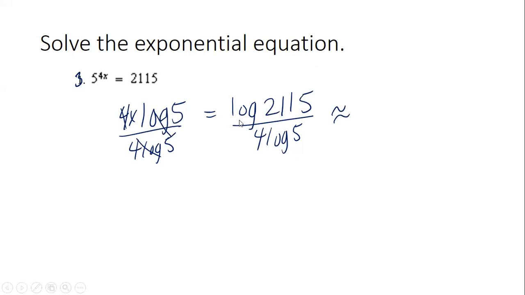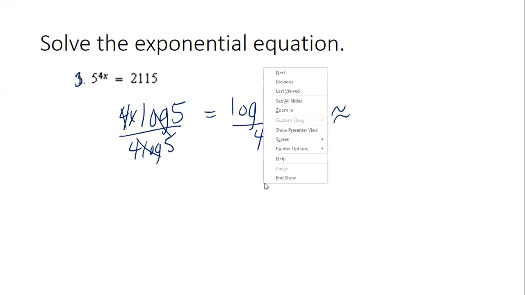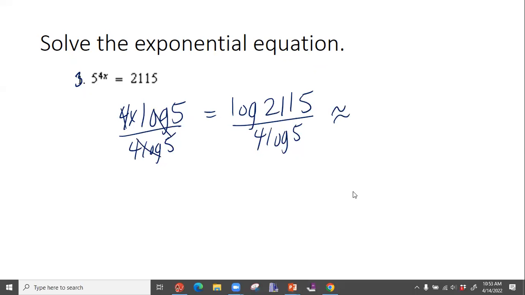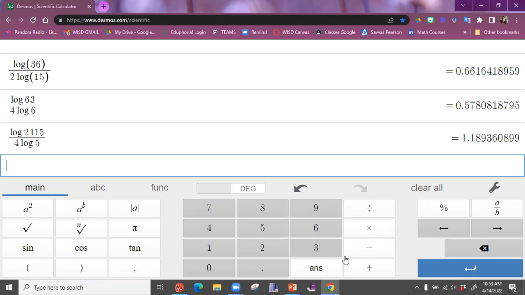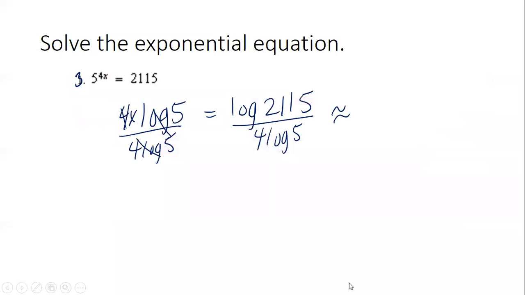So what do we get when we do log 2015 divided by 4 log 5? So log 2015, perfect, divided by 4 log 5, and you said 1.1894, and you are correct. You're a genius. So I'm going to write 1.1894.